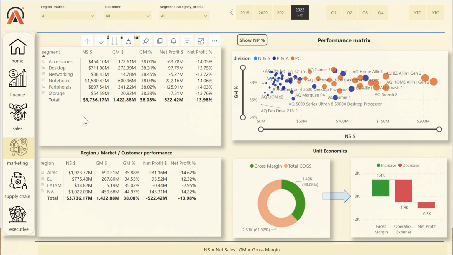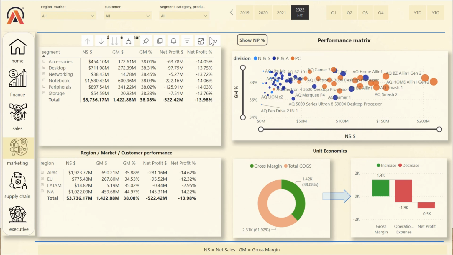So the reason behind including net profit and net profit percentage is that there are some factors, not one factor, that block the GM, which is gross margin, from being the net profit. Those factors are the marketing cost and the rent, utility, those kinds of things. So that's why we have included net profit here.